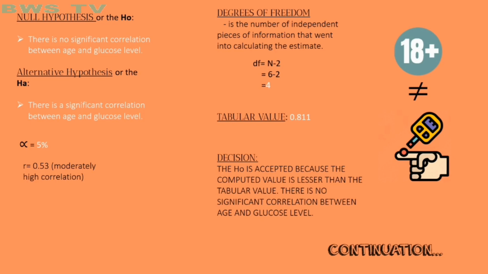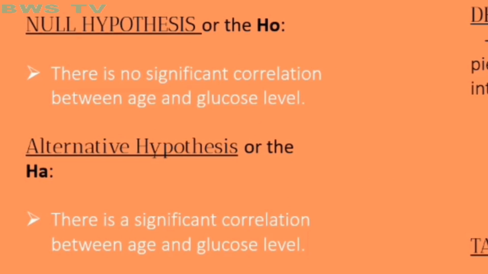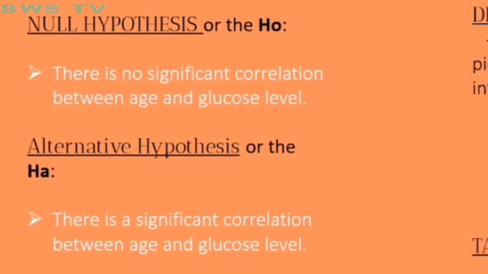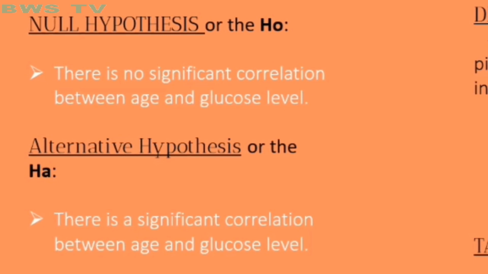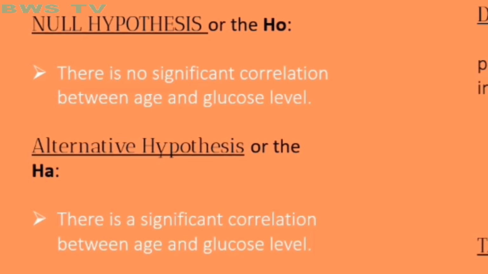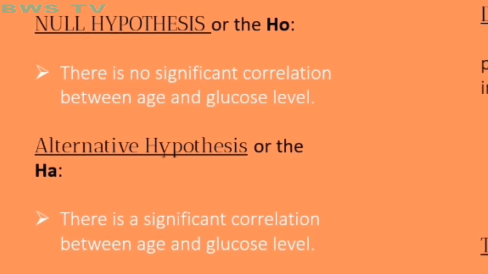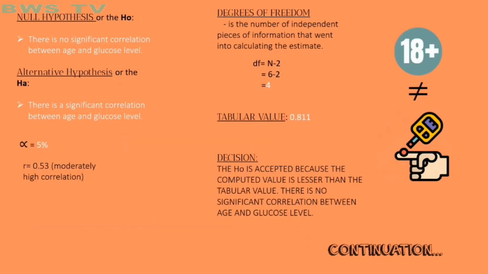Let's proceed in formulating the null and alternative hypothesis. The difference between the two is that the null hypothesis reflects that there will be no observed effect in our experiment. This hypothesis is denoted by H0, while the alternative or experimental hypothesis reflects that there will be an observed effect for our experiment. This hypothesis is denoted by HA. For our example, our null hypothesis is there is no significant correlation between age and glucose level, while our alternative hypothesis is there is a significant correlation between age and glucose level.